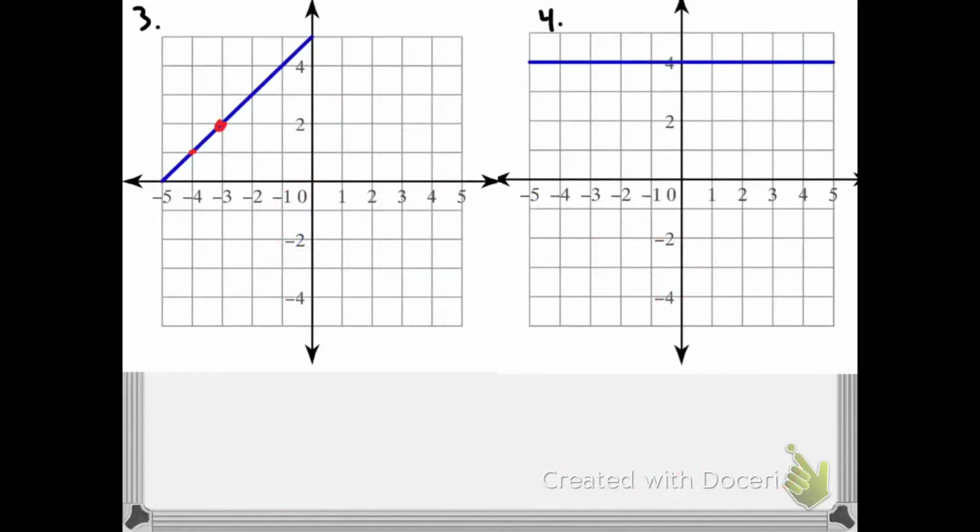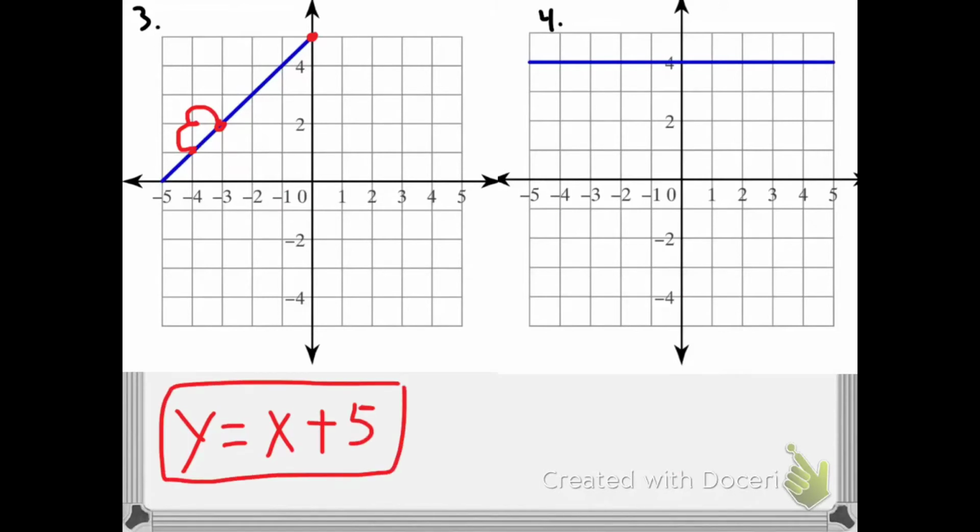For number 3, your slope is 1 over 1, so what you can write is y equals x, since your slope is just 1. So that's your slope, and then the line crosses at 5. So your y-intercept, or your b, is 5. So your equation is y equals x plus 5.